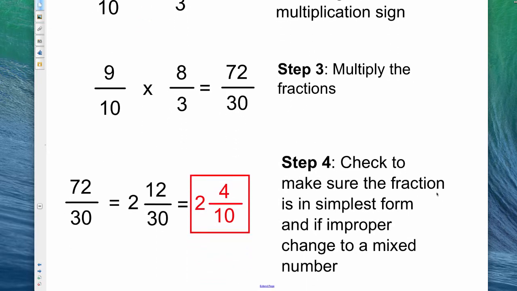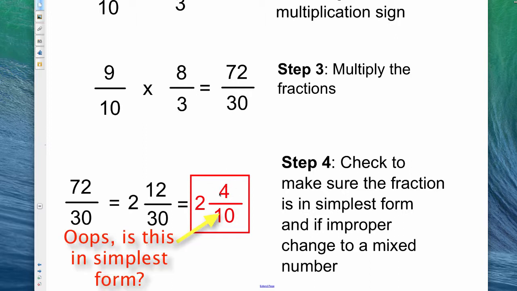The final step is to check and make sure that our answer is in simplest form, and if it's improper, like it is right here, 72 over 30, we need to change that to a mixed number. So we convert 72 over 30 to 2 and 12/30. The 12/30 will simplify down to 4/10. And our answer is 2 and 4/10.